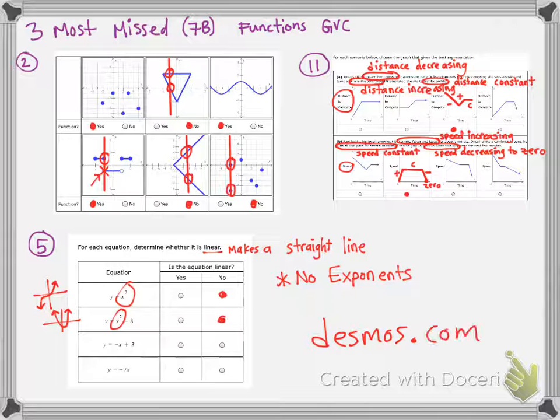We can graph this using the Desmos.com graphing calculator just to check if you're not sure. With the last two, these ones don't have any exponents, and if we graph them, they make straight lines, so they are linear.